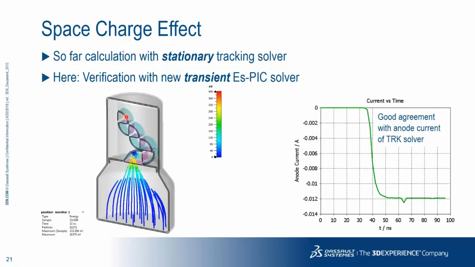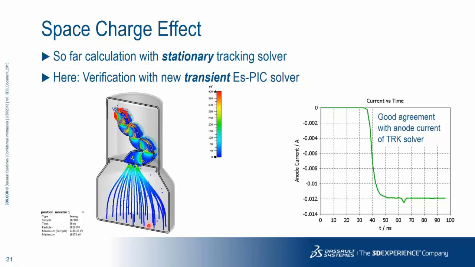And then we can also estimate or analyze the anode current here, which is shown on the right-hand side. We get quite good agreement to the anode current of the tracking solver before, which is also around 0.013 to 0.015. So there's really a huge effect compared to the simulation where space charge was actually ignored, where we got 1 ampere out of the same simulation.